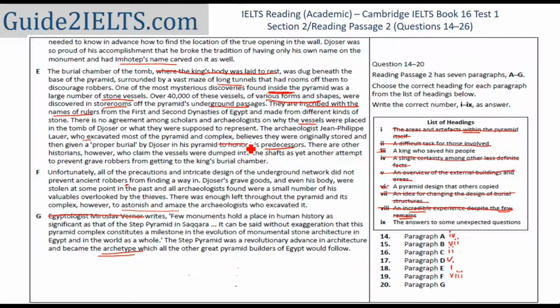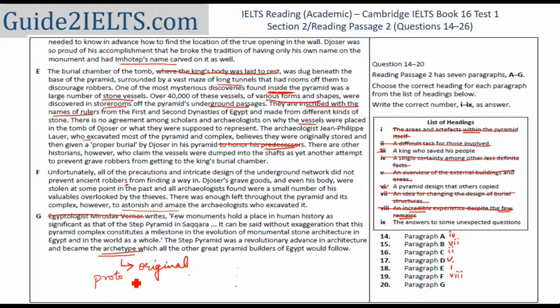And in this sentence itself, if you cross out "to honor his predecessors," the sentence still makes some sense and you're able to understand what it is saying. In case of paragraph G, however, this word archetype is important to be able to understand the answer. Archetype means original of something, something that others follow. A synonym of archetype is prototype.